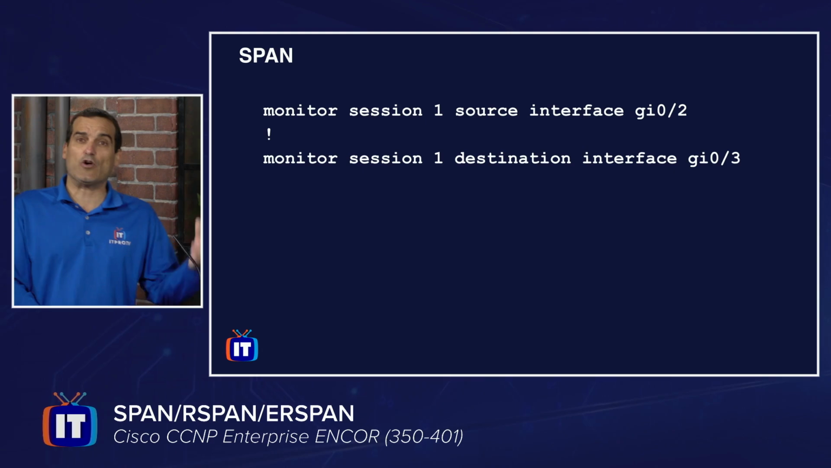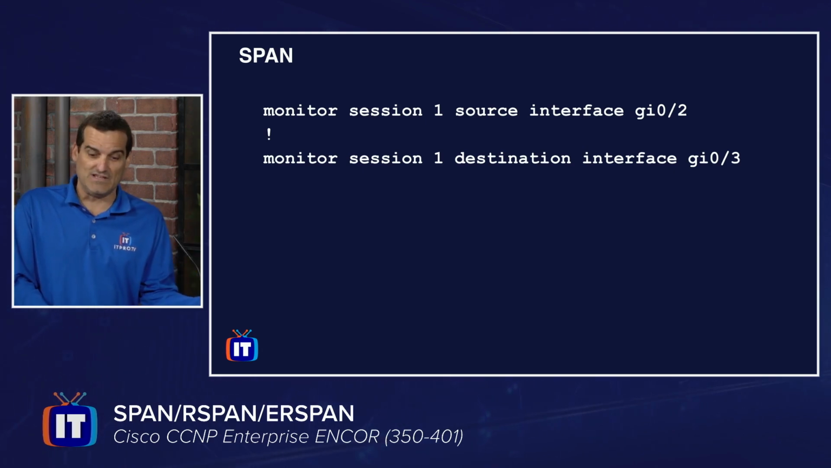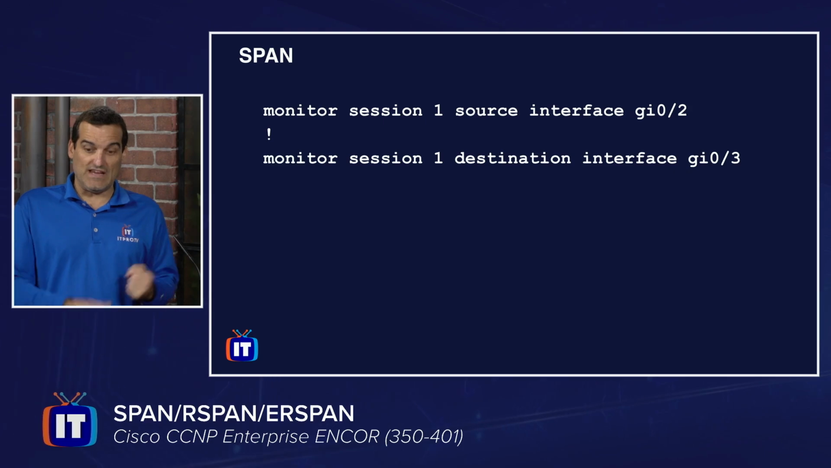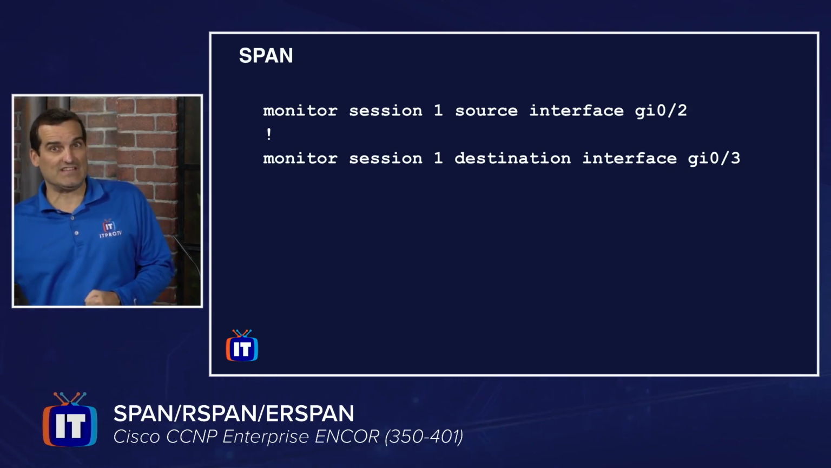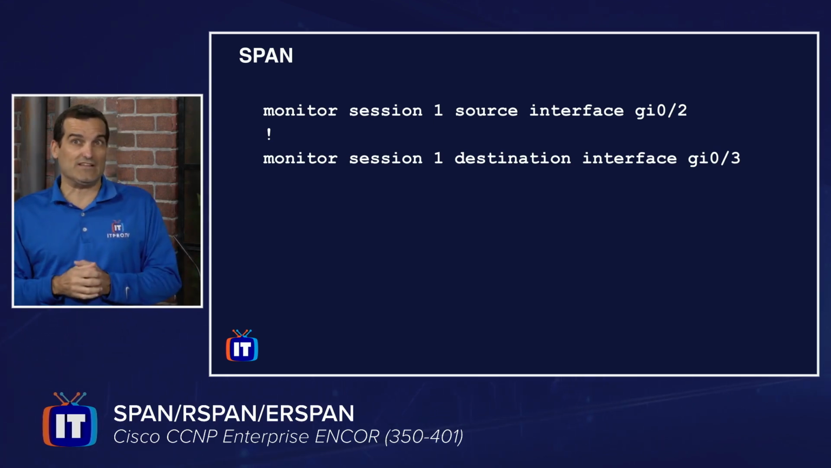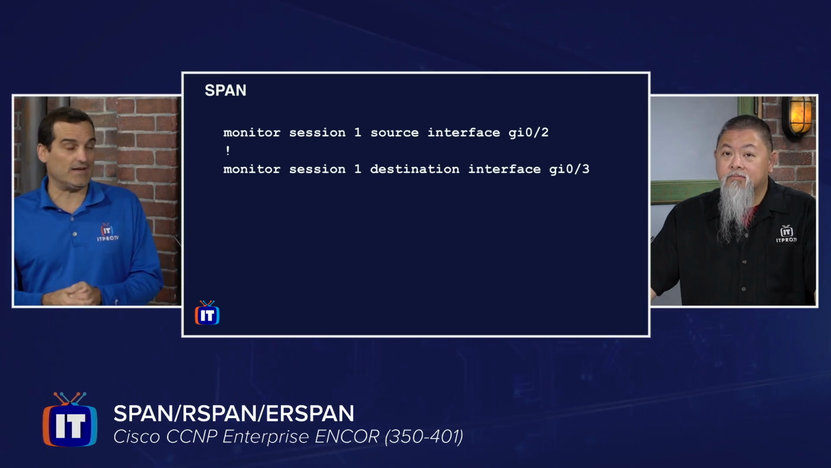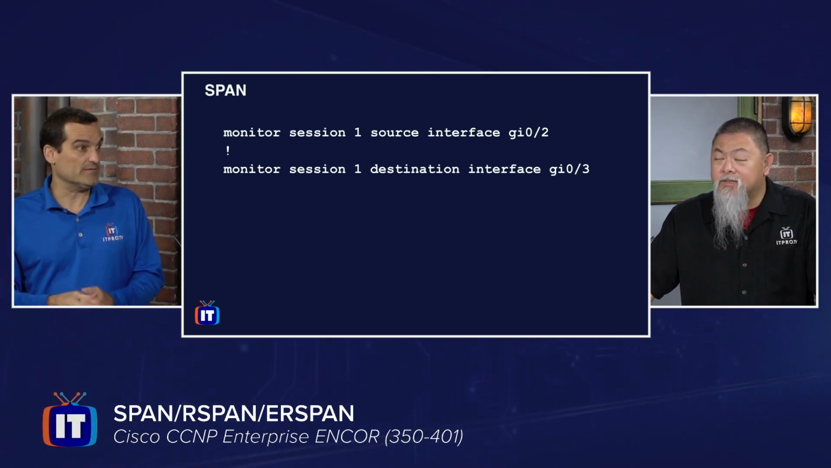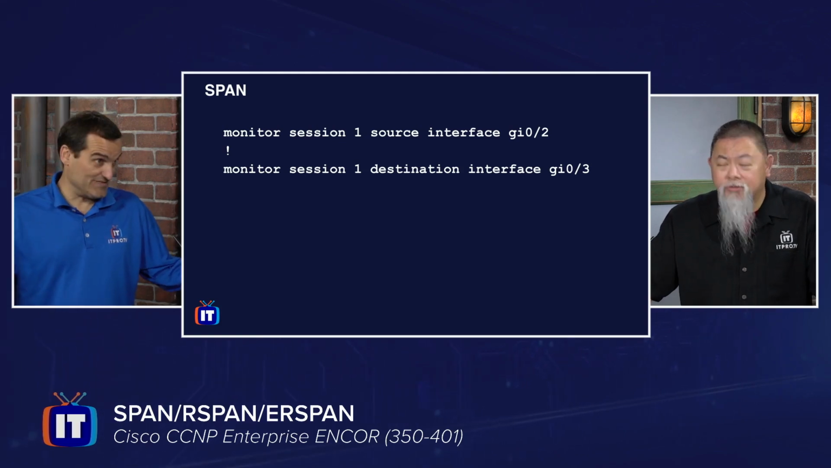Super simple. So we are mirroring frames from the 0/2 interface and dumping them out to the 0/3 interface. So Ronnie, if I asked you, where's the protocol analyzer on the switch, what would you say based on that config? It's on gigabit 0/2. It's on 0/3.